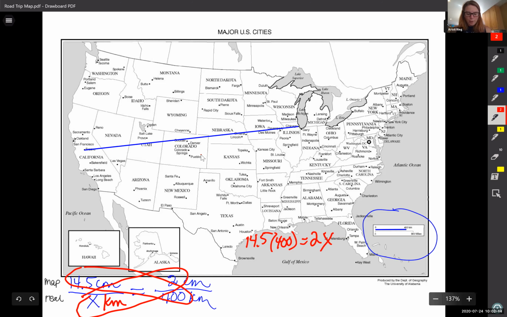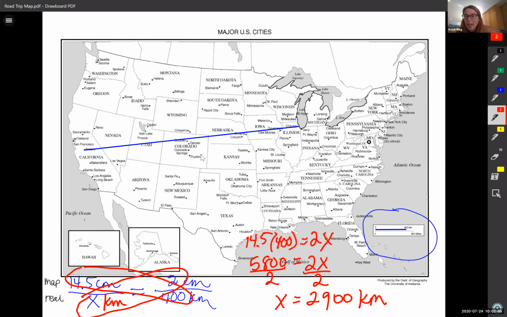Calculator, 14.5 times 400 is 5,800. Mario must have another text. Divide by 2, 5,800 divided by 2, and I'm getting that x equals 2,900 kilometers in real life. Probably actually not that far off because it's definitely pretty far to Chicago. Yes, the freeways don't run exactly in that beautiful straight line, but basically that same idea.